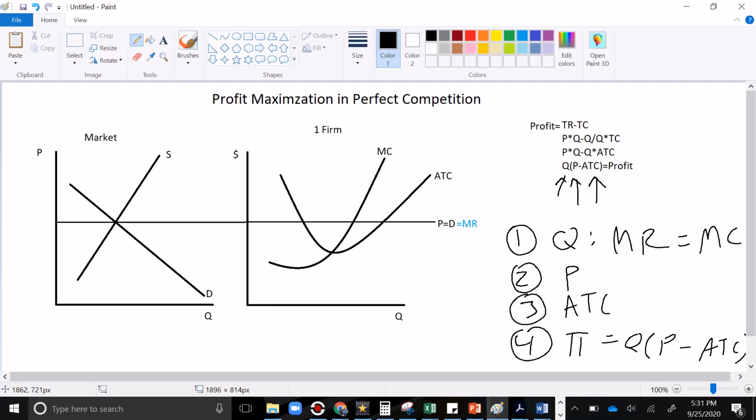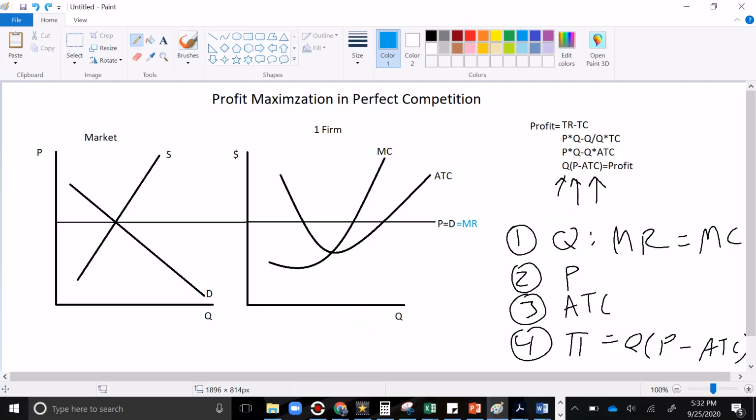Now the one thing I want to point out is that the price and the average total cost both are at this quantity. With price it doesn't matter because it doesn't change right now. That'll matter later in Monopoly and you'll thank me for reminding you of it now. The average total cost is at this quantity that we chose.